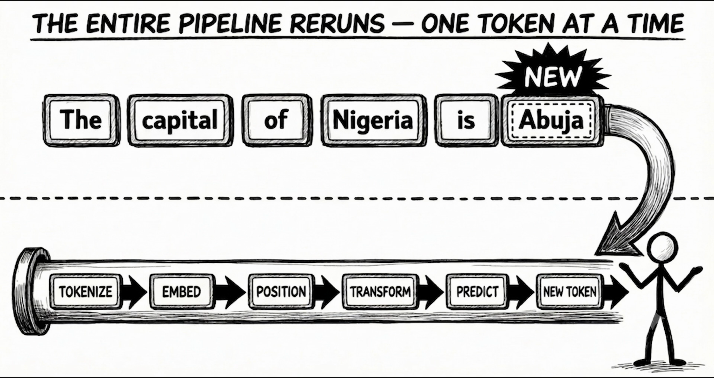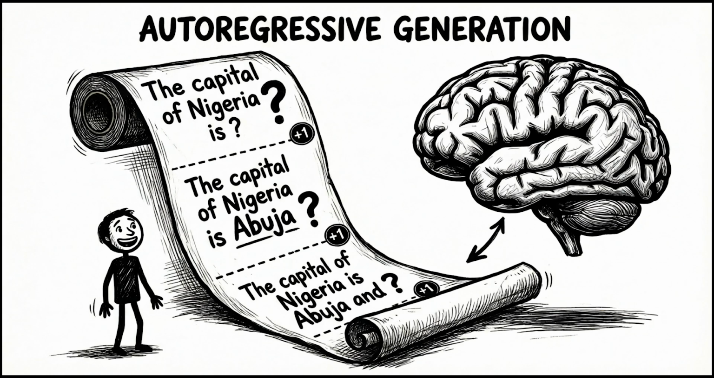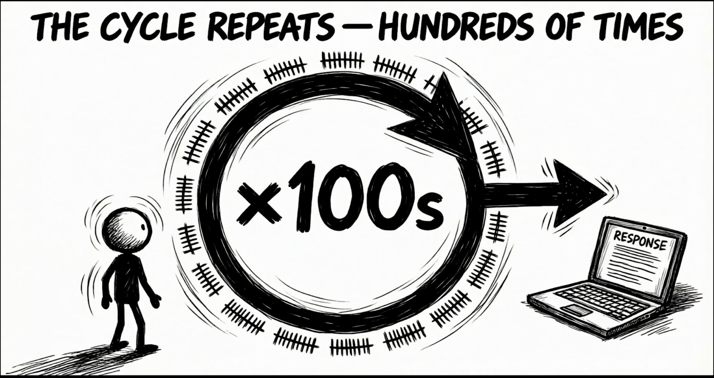The entire pipeline runs again from the top. Tokenization, embedding, positional information, all the transformer layers, prediction, one new token. This process is called autoregressive generation. Each token is conditioned on everything that came before it, including the tokens the model itself has already generated. And the response you see on your screen is the result of the cycle repeating, typically hundreds of times, often in just a few seconds.